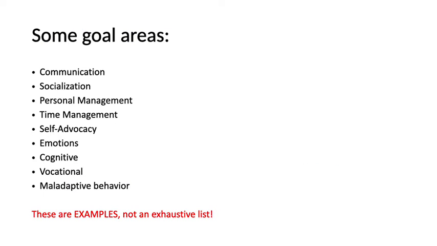So let's talk about goal first. These are some goal areas. Examples of goal areas include communication, socialization, personal management, time management, self-advocacy, emotions, cognitive, vocational, maladaptive behavior. Again, these are just examples.